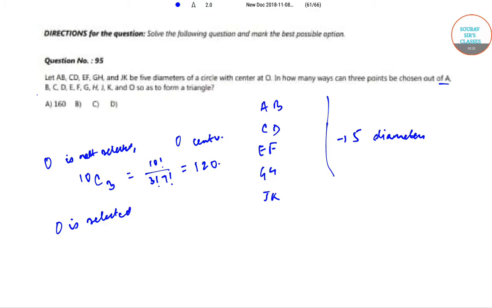Now if O is selected, then the other 2 points are 10 into 8 by 2, that is equal to 40. So the number of triangles is 120 plus 40, that is equal to 160.